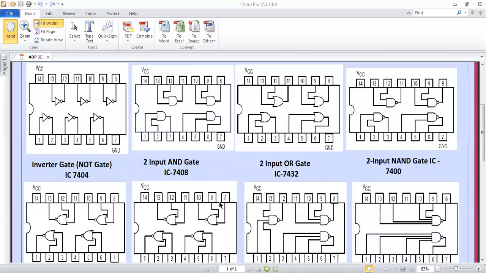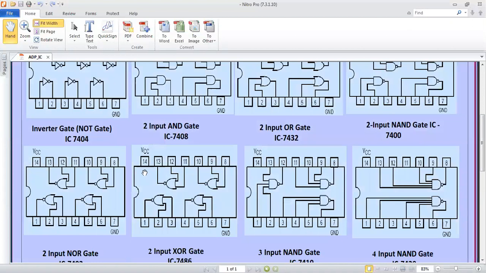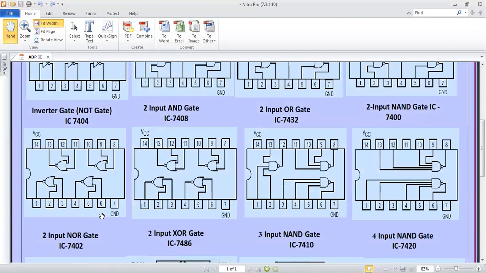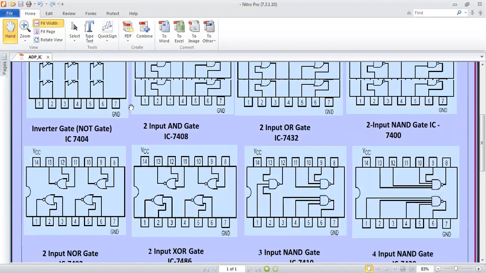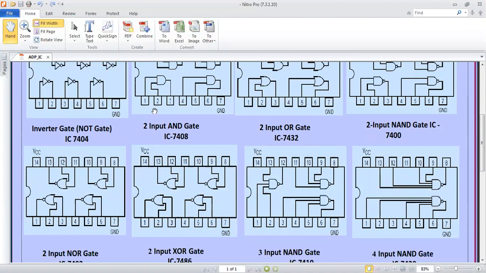Now next pin, next IC, that is the 2 input NOR gate IC. The construction of the NOR gate IC is opposite compared to all other ICs. For example, in the earlier IC, the construction is 1 2 input and 3 output. Now in the NOR gate, 2 3 are input and pin 1 is output.